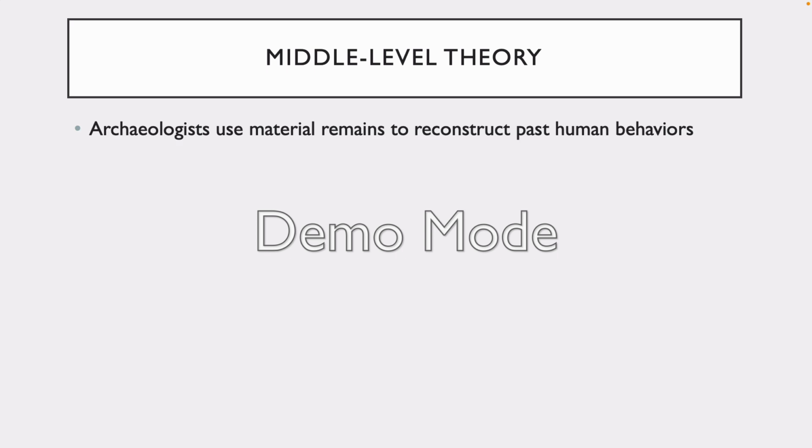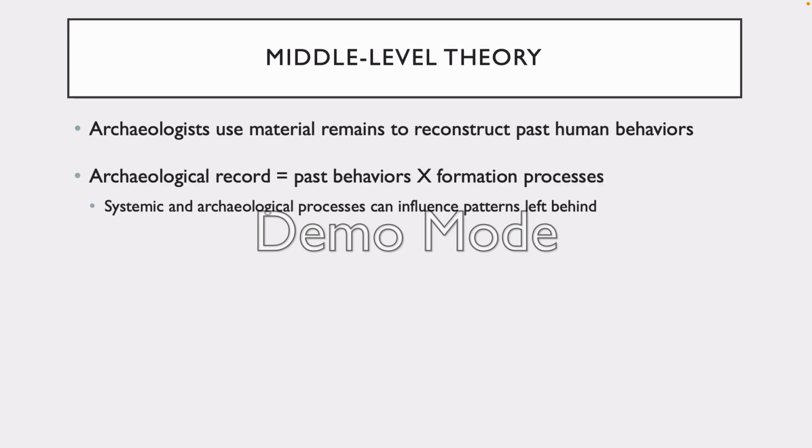So because archaeologists use material remains to reconstruct past human behaviors, it's important to remember what we've talked about in the past. This concept of middle-level theory or middle-range theory. And through that, we understand that the archaeological record equals past behaviors as well as the formation processes that have acted on those material remains. So in that case, there's both systemic and archaeological processes that could have influenced patterns that were left behind.